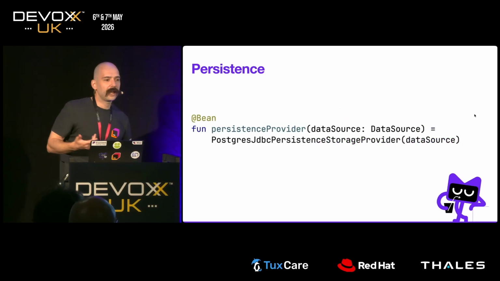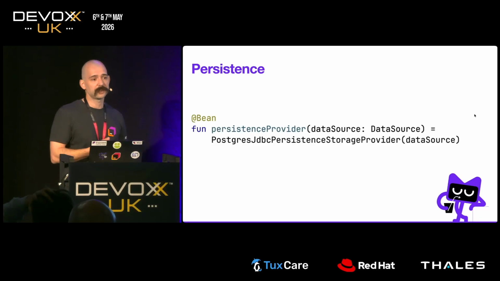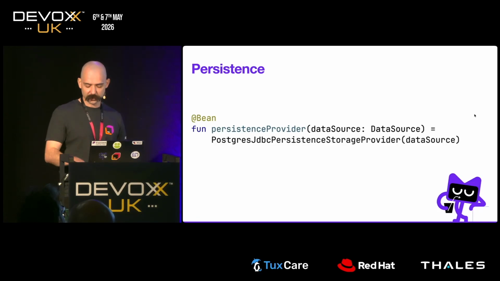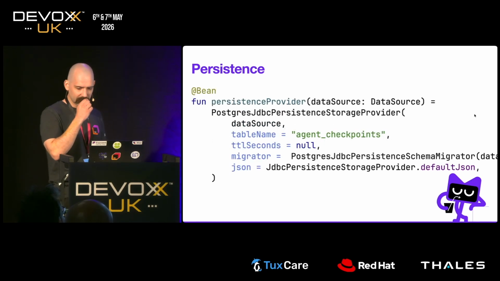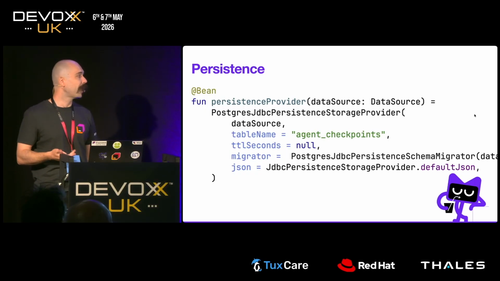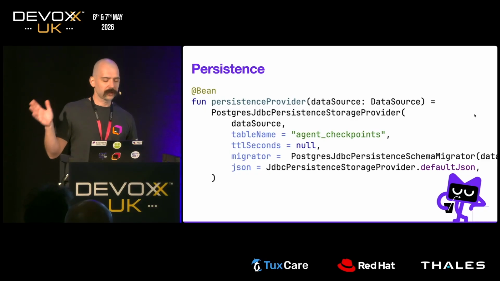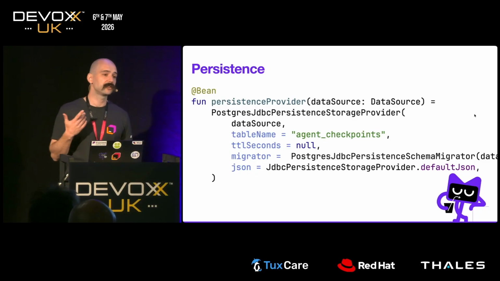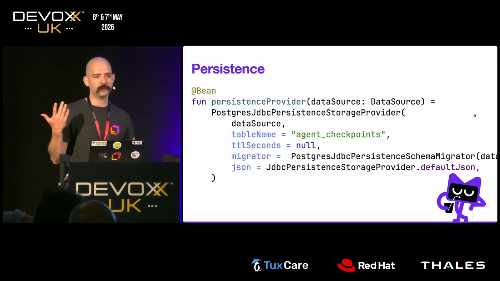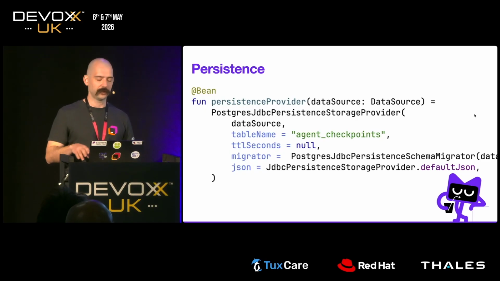But since Spring AI does not have this concept of persistence, you need to manually provide a bean that provides persistent storage. Luckily, you can very easily do so by passing your data source and using JDBC. It takes some optional parameters, which are the table name, the time to live, a migrator, and a JSON schema. The migrator and the JSON schema you probably never have to touch, but time to live might be an interesting one. By default, there is none, so it stays persisted forever. And maybe you don't want agent checkpoints as your table name. So yeah, it's probably a good idea to customize your table names.